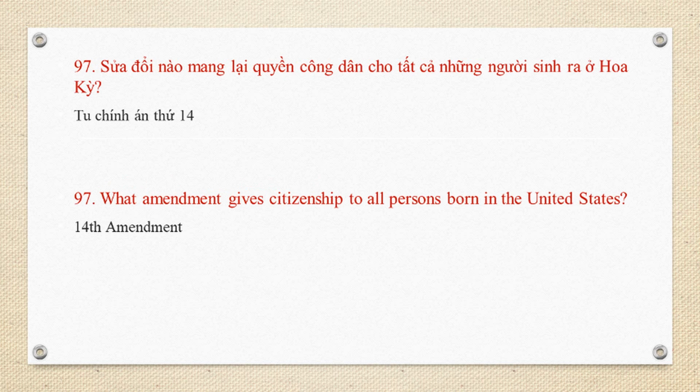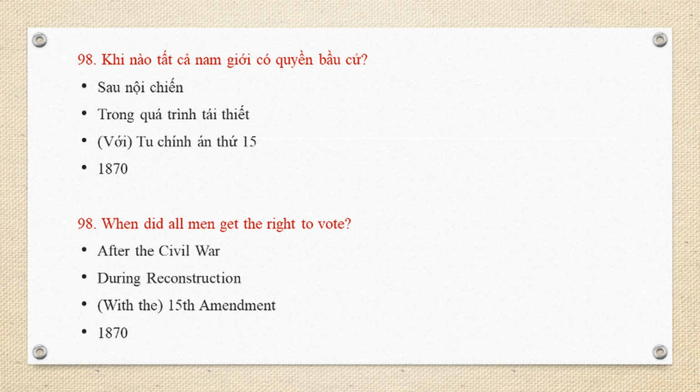97. What amendment gives citizenship to all persons born in the United States? 14th Amendment. 98. When did all men get the right to vote? After the Civil War. During Reconstruction. With the 15th Amendment. 1870.